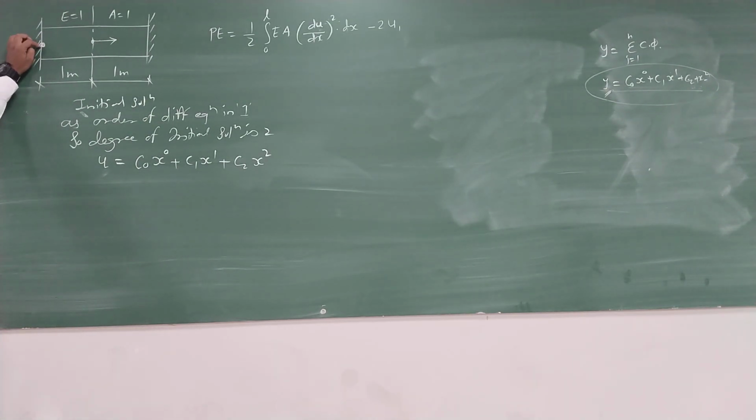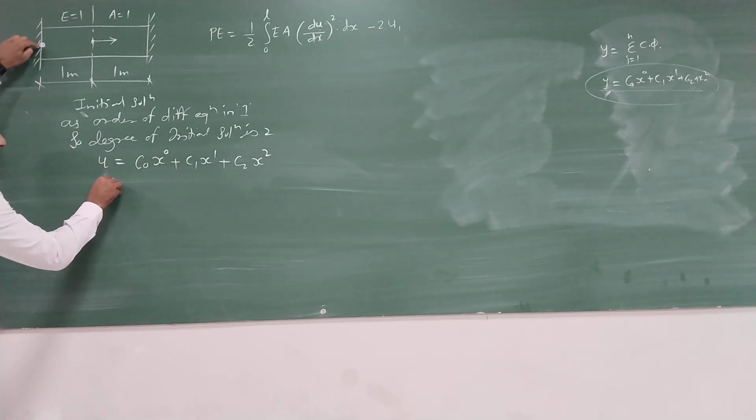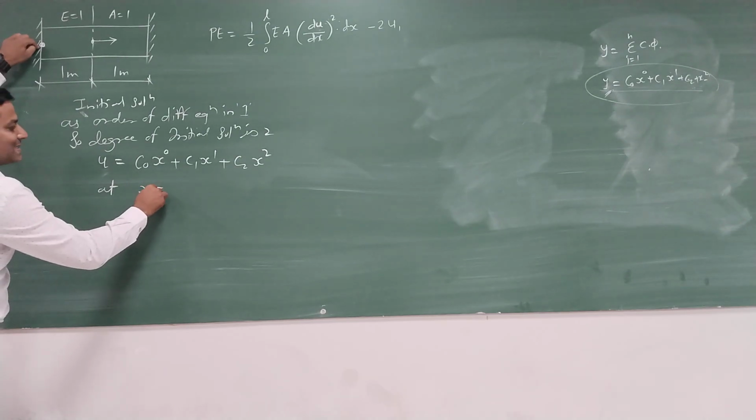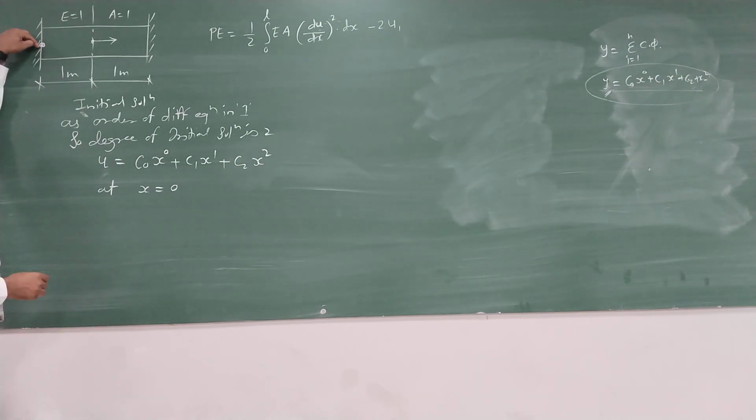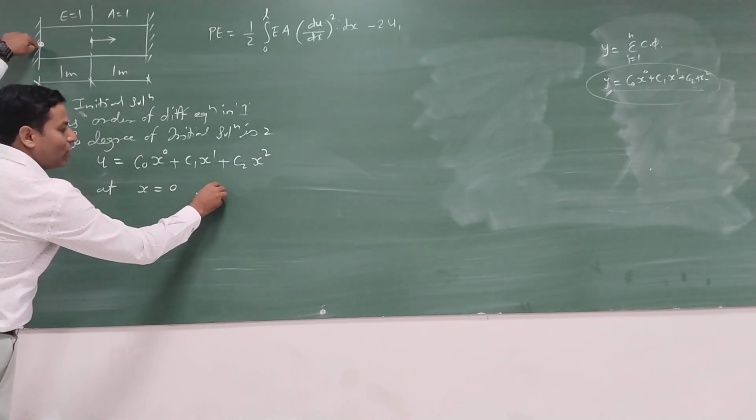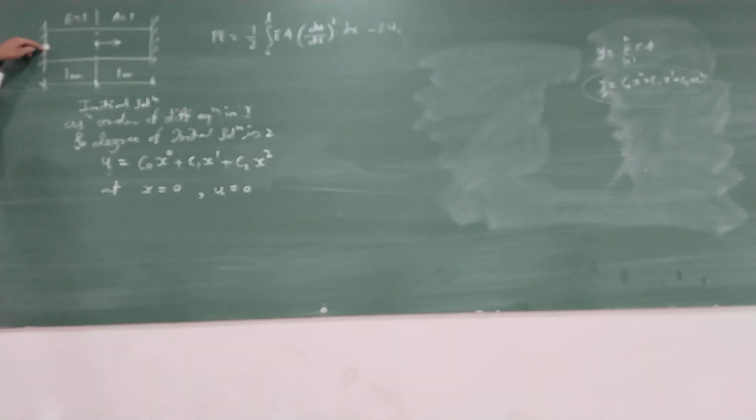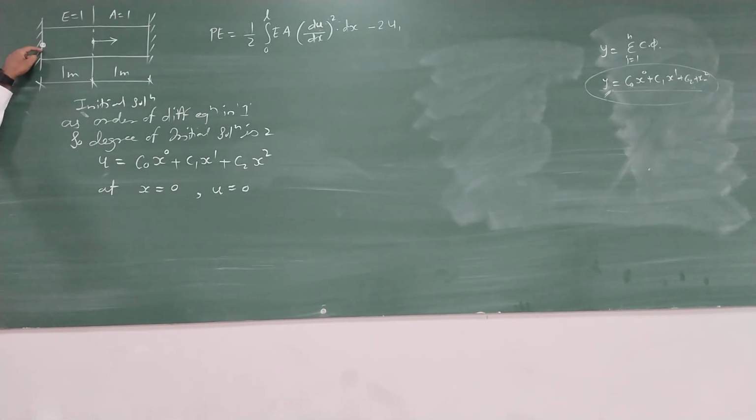At this point, if I want the displacement, तर displacement किती येईल मला इथं? 0. मग मी इथे लिहितो बघा. At x is equal to 0, comma u equal to 0, as this point is fixed.